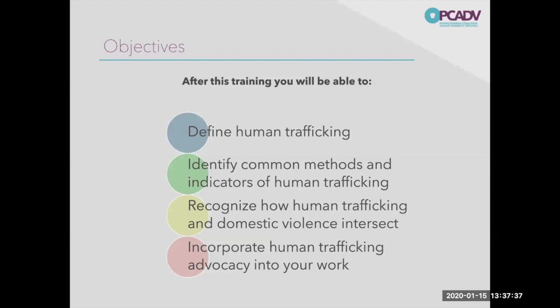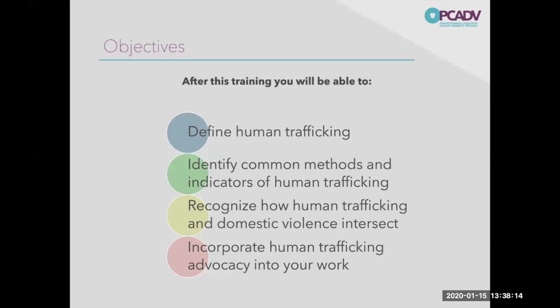And the first thing I'll do is just review what our objectives are for today. Obviously, the first thing I want to be able to do is define human trafficking, so we're going to go into that a little bit. And then we're going to discuss common methods and indicators of human trafficking so that all of you will be able to better identify those methods. And for those of you who are educators and trainers, this should give you a good baseline to be able to discuss this in trainings and to incorporate this into some of the work that you're doing.